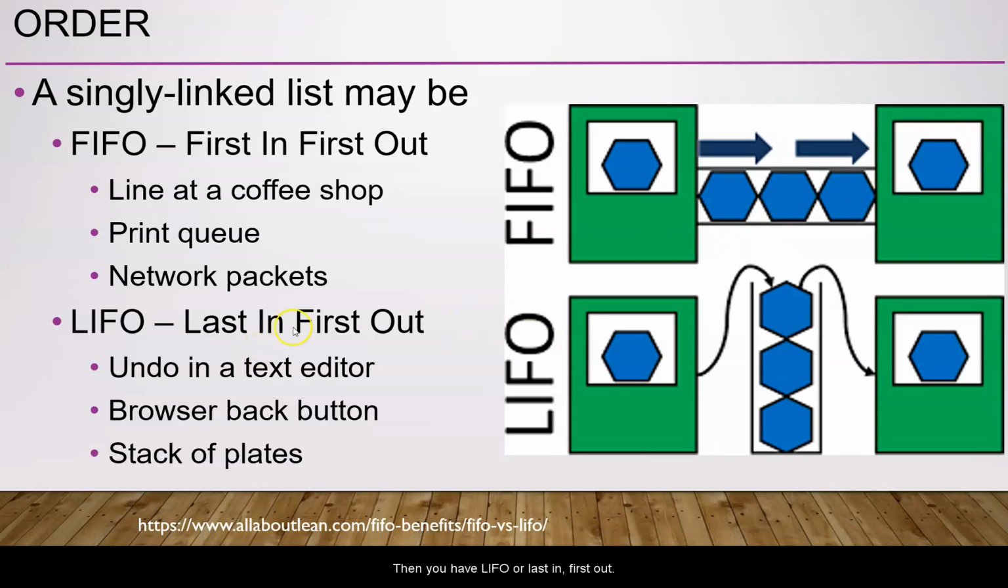Then you have LIFO, or last in, first out. And this is where you have things like your undo button. So the last thing you did is the first thing that pops off. Your browser back button, right? And that kind of shows you a doubly linked list, right? Because you could hit backwards and then also go forward, so it keeps track of where you've been on both sides. Or like a stack of plates, and that's kind of what this imagery looks like, right? You stack plates on top of this, and so the last plate in is the first plate out, right?